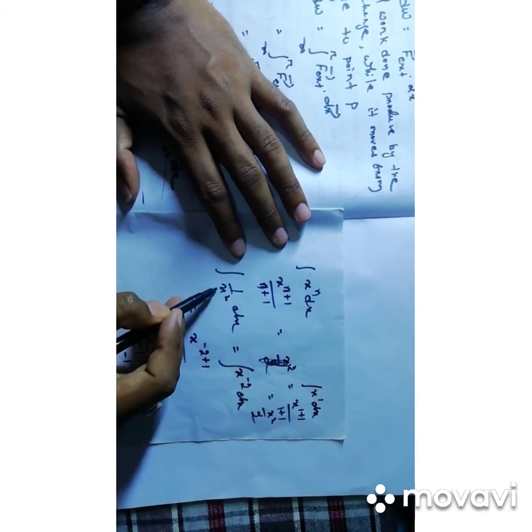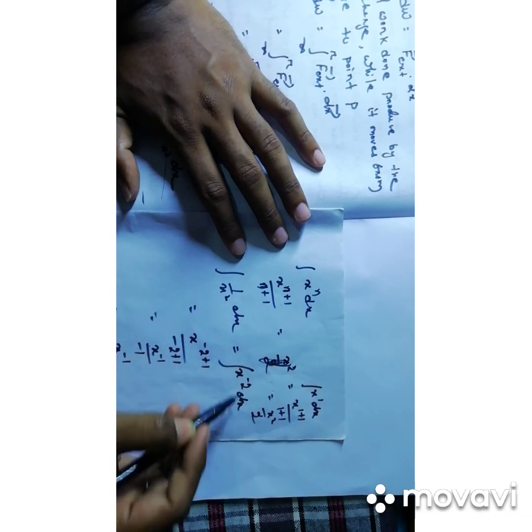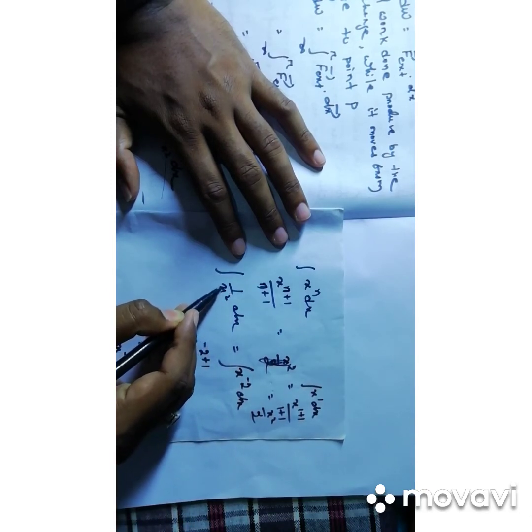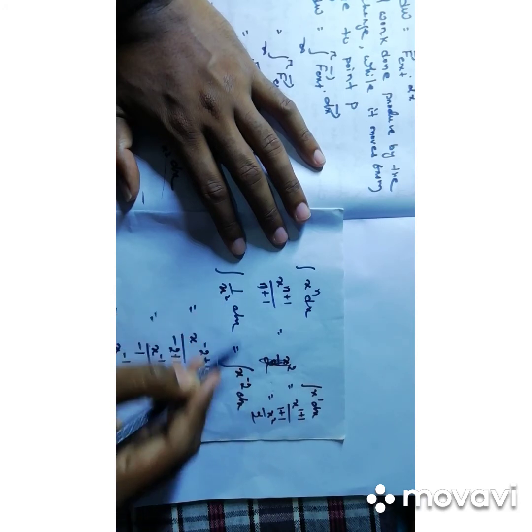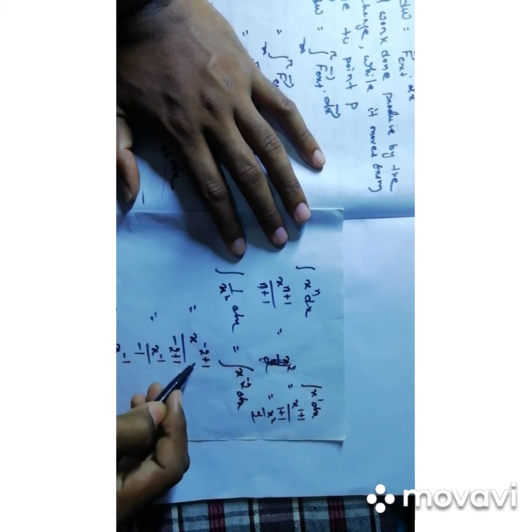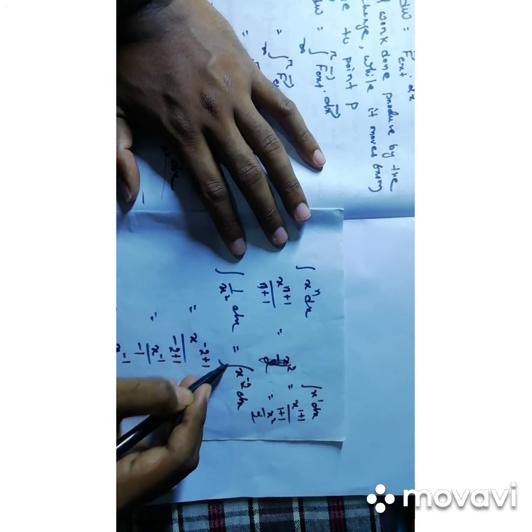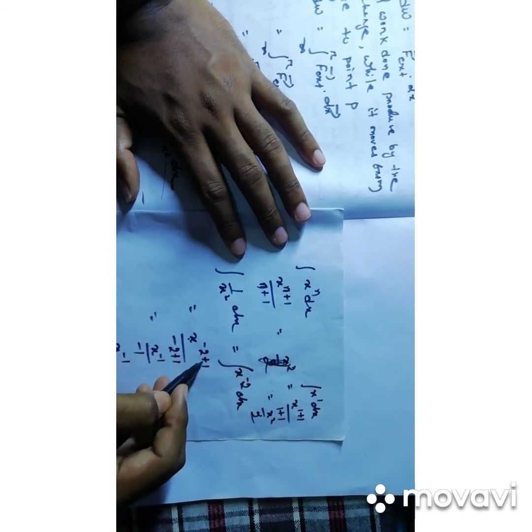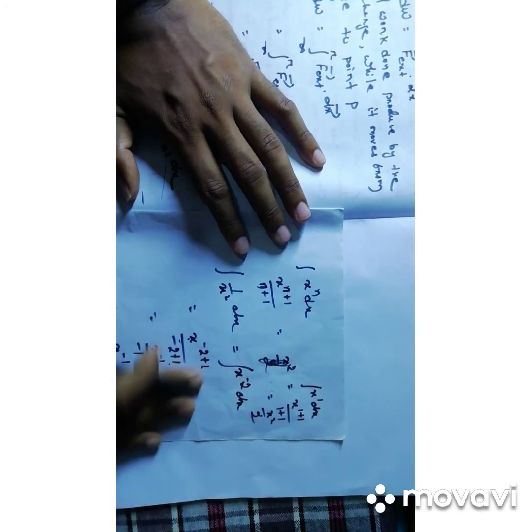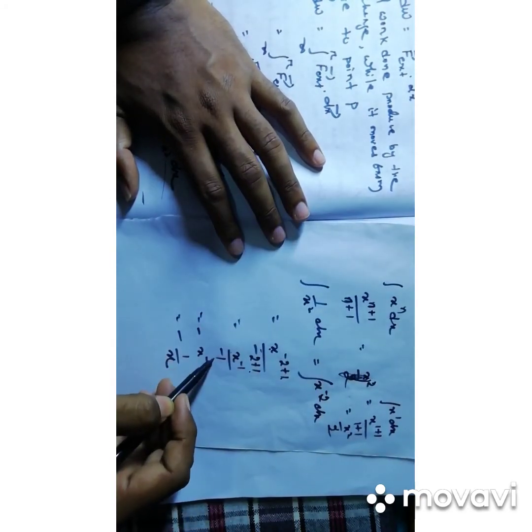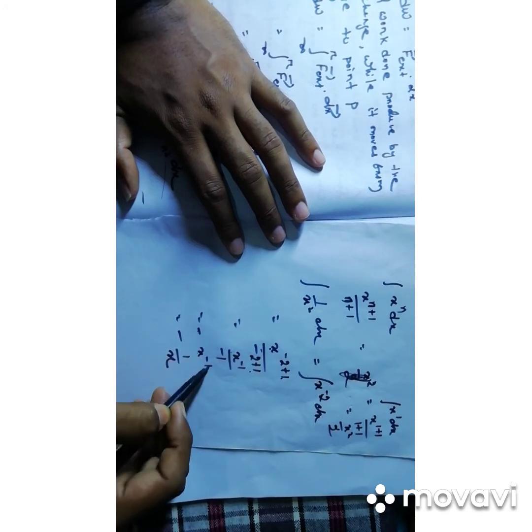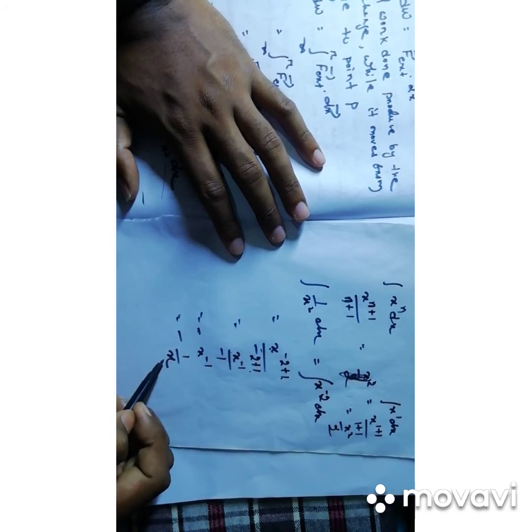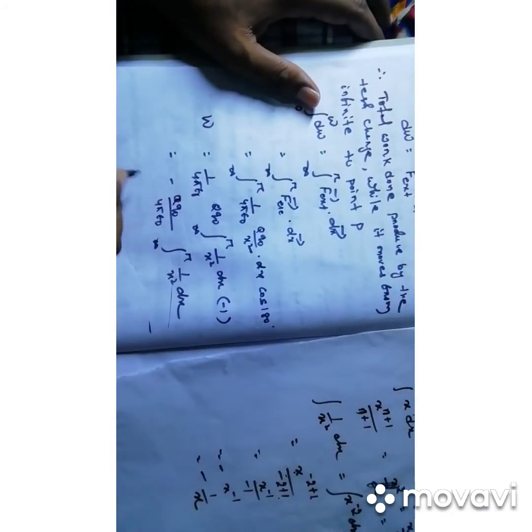Similarly, 1 by x square dx, whose integration can be represented as follows. x to power 2, which is in the denominator, can now be represented in the numerator, so after integration it is x to power minus 2 plus 1 divided by minus 2 plus 1. So here you write x to power minus 1 divided by minus 1, so minus into x to power minus 1, and x to power minus 1 means 1 by x. So here you put that value of 1 by x square dx. Clear?